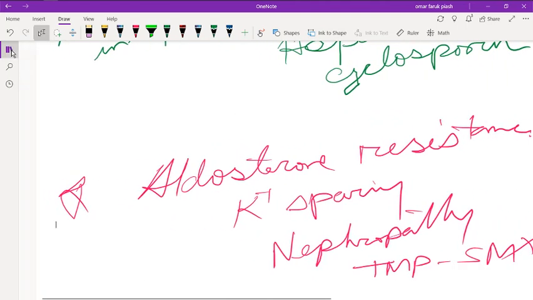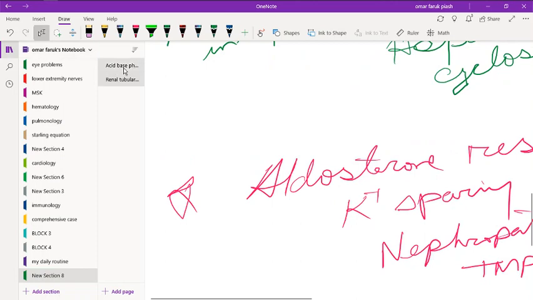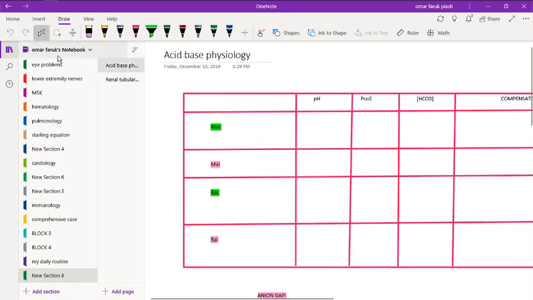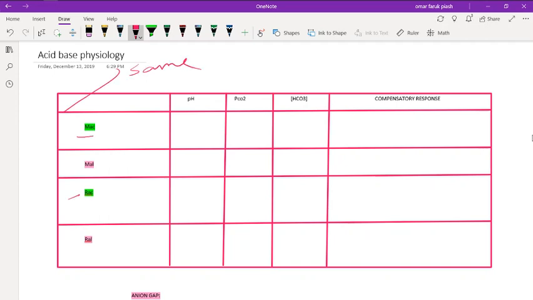Now I would like to discuss some acid base physiology. In acid base physiology, what will happen here? First of all, you have to remember that M is for same and R is for reverse. By remembering this, M for same, that is MAC, and that means AC and AL.